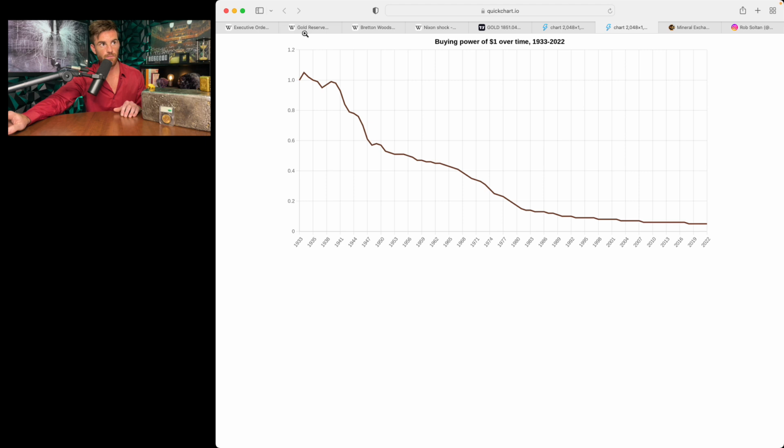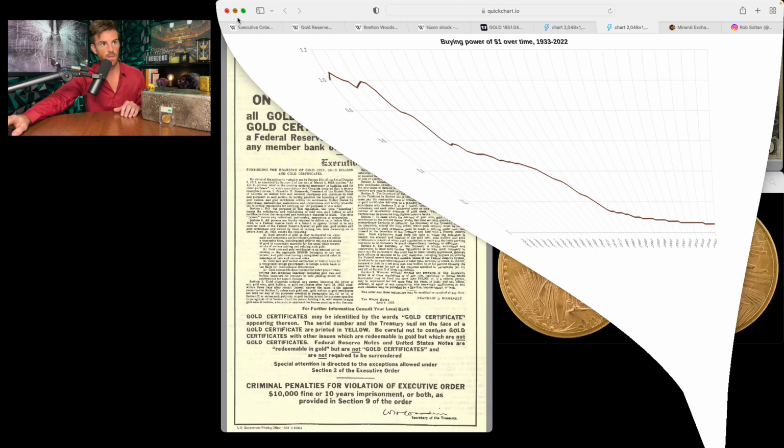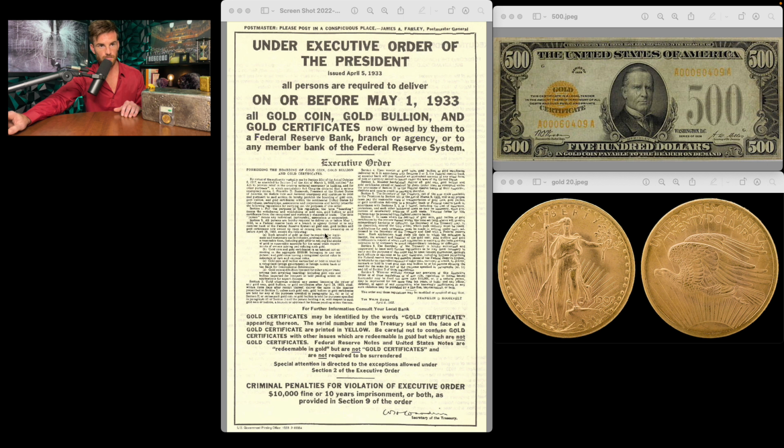It's pretty scary stuff. Now, the next thing I wanted to show you here is the actual law in 1933. So under executive order of the president, this is when Roosevelt did this in 1933: all persons are required to deliver on or before May 1st, 1933, all gold coin, gold bullion, and gold certificates now owned by them to a Federal Reserve Bank, branch, or agency, or any member of the Federal Reserve System. Now, keep in mind, this was step one.